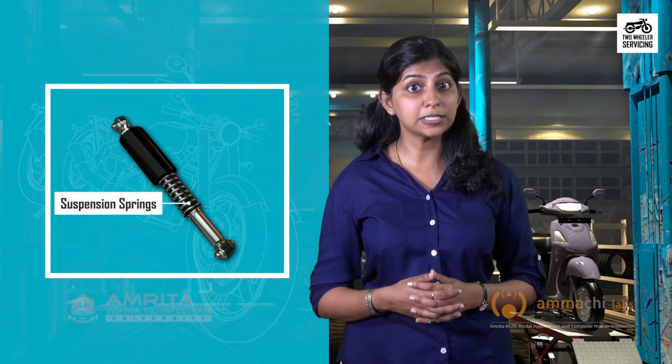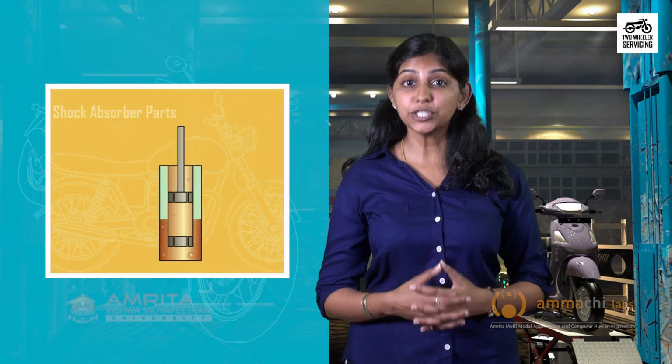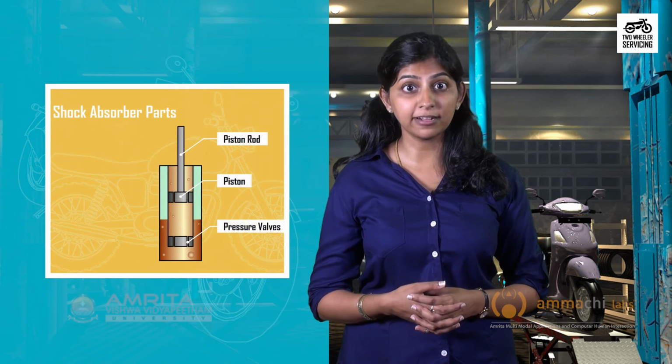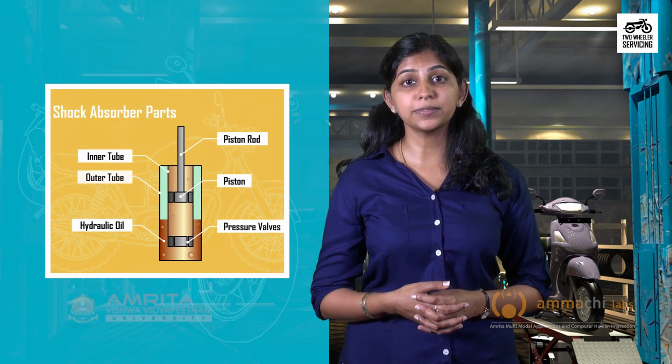With that, we have come to the end of this session. In this session, we have learned the purpose of the suspension system is to provide safety and comfort while riding. The main components of the suspension system are suspension spring and shock absorbers. The shock absorber consists of a piston, piston rod, pressure valves, hydraulic oil, inner tube and outer tube.